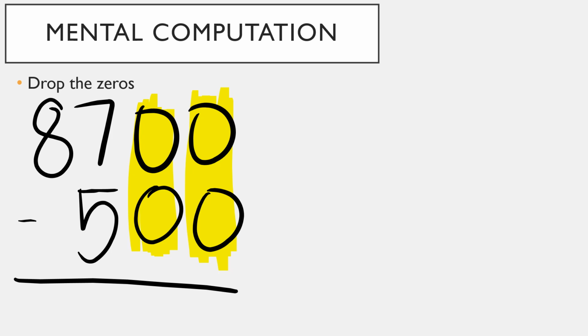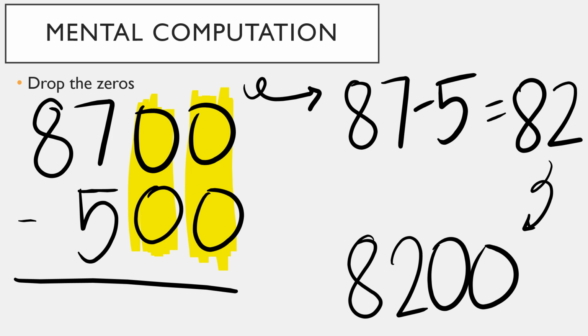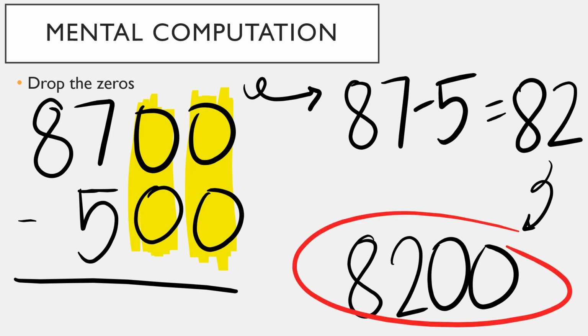But then we can just do 87 minus 5 is 82. We know that that was in the thousands place. So we add on those 2 zeros that we had originally dropped. So we drop 2 zeros, we take our subtraction, 87 minus 5, then we add those 2 zeros back. That's your final answer.